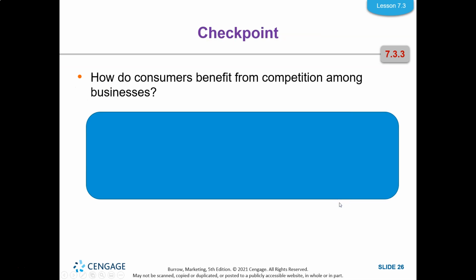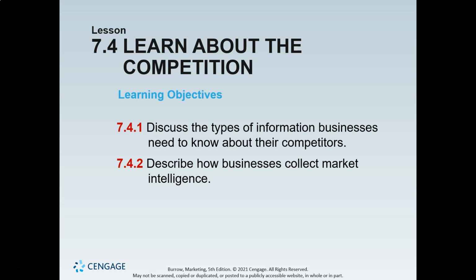Okay, so checkpoint question in section 7.3.3, which is pages 196 and 197. So the question is, how do consumers benefit from competition among businesses? We'll pause so you can answer that question. Moving on. And the last section, 7.4, we're learning about the competition.